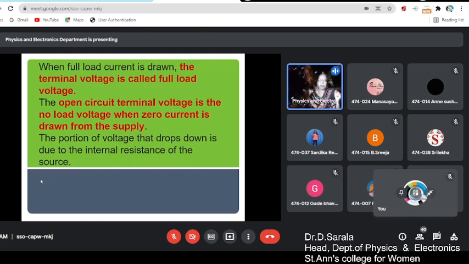Then what is the current through open circuit? Current through open circuit is just zero. Why is it zero? Because it offers a very high, infinite resistance. So the open circuit voltage is termed as no load voltage, and current is zero. For a full load voltage, current is maximum, voltage also is maximum. So the portion of the voltage that drops down, why is it dropping down when there is no resistance drawn? It is due to the internal resistance of the source. The third sentence is very important. That portion of the voltage which drops down is because of the internal resistance of the source.